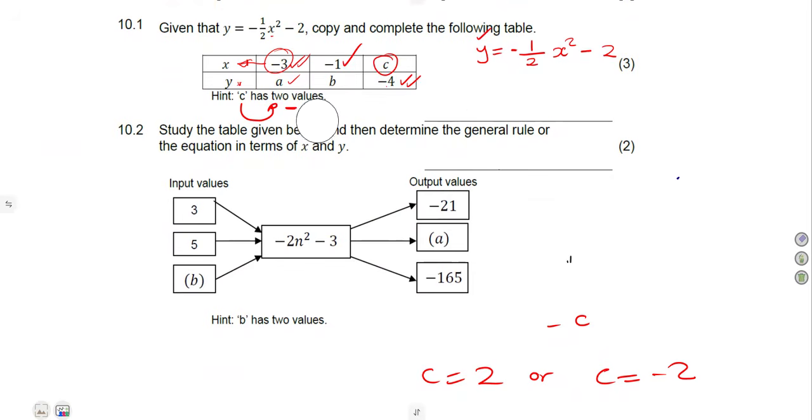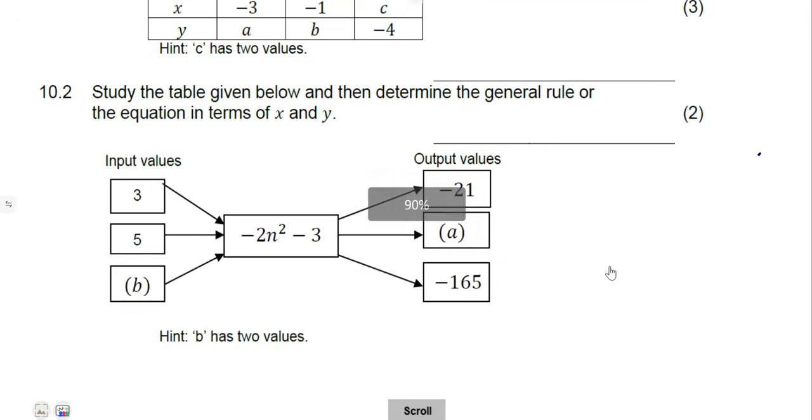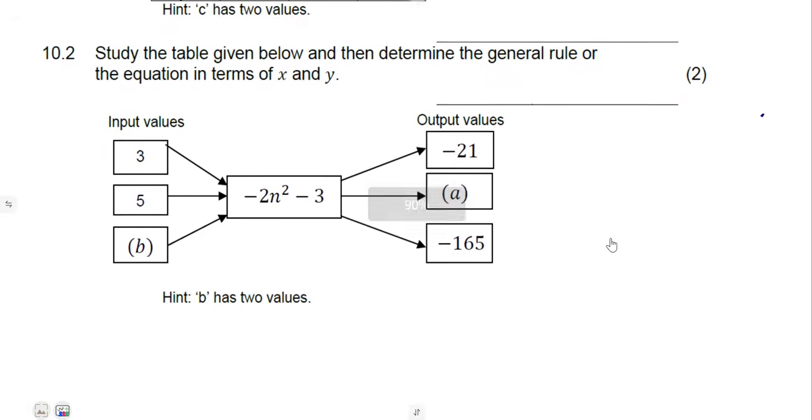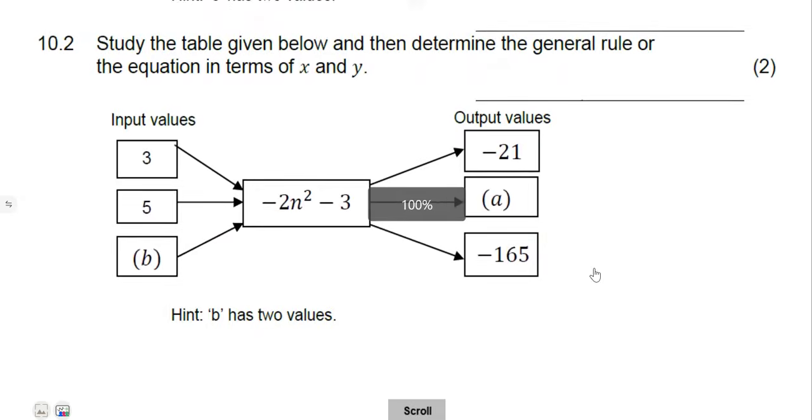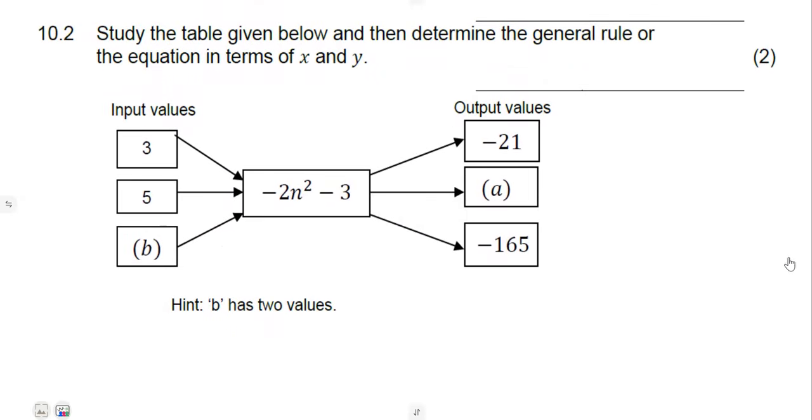10.2, it is the same concept again. Study the table that we are given below, and then determine the general rule or the equation in terms of x. This is not about the general rule, guys. It was just the way they asked the question, it is wrong. We already have the rule in this case here.